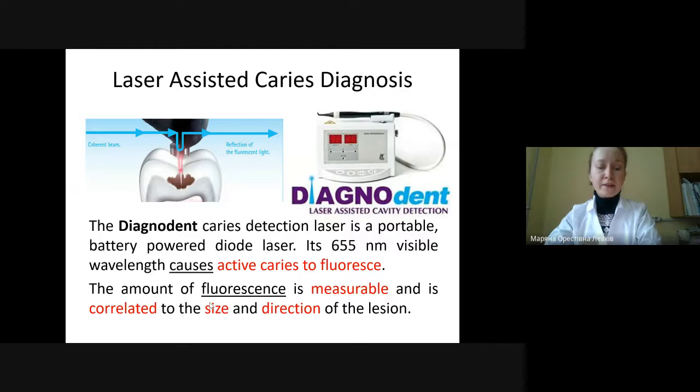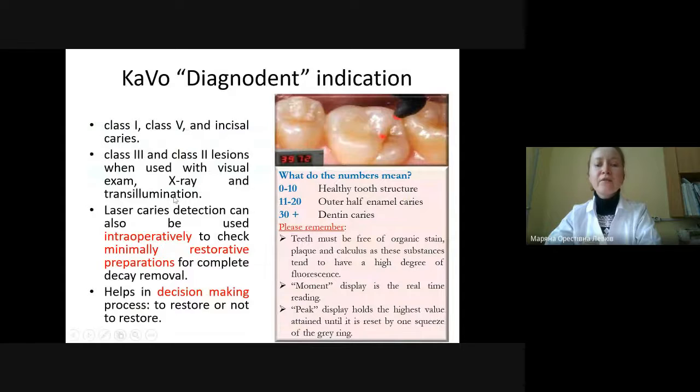And the Diagnodent caries detection laser. It is a portable battery-powered diode laser. It causes active caries to fluoresce. The amount of fluorescence is measurable and is correlated to the size and direction of the lesion. Here you have the cases in which the Diagnodent device can be used. It is class 1, 5, and incisal caries, class 3 and class 2 lesions when used with the visual examination, X-ray, and transillumination. Laser caries detection can also be used intraoperatively to check minimally restorative preparations for complete decay removal and helps in the decision-making process to restore or not to restore.